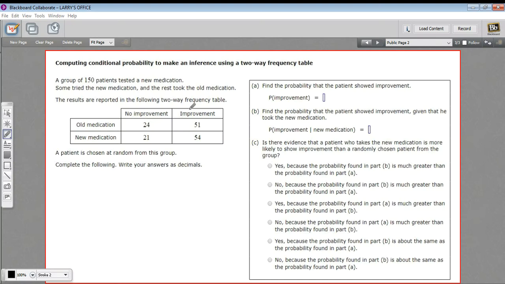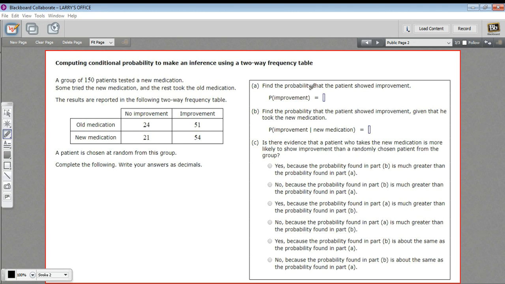In this problem, we have a two-way frequency table again. In this case, it's some data about patients who either took an old medication or a new medication for a certain condition, and then whether they showed improvement or no improvement. What we're going to do here is calculate some probabilities and then use that to make a decision or an inference about whether the old medication or the new medication makes a difference.